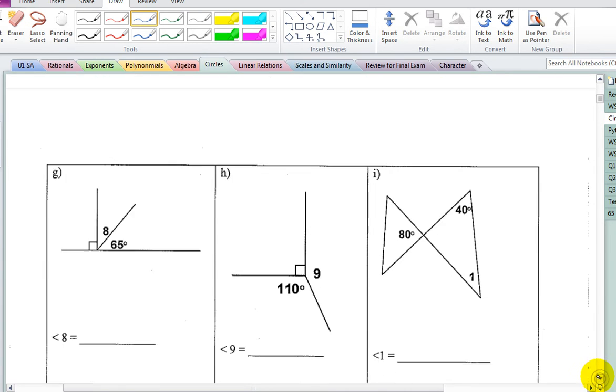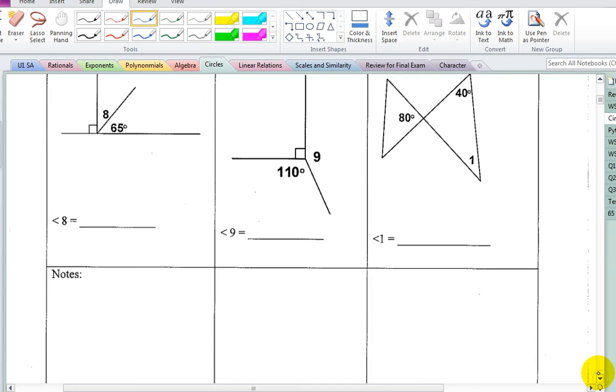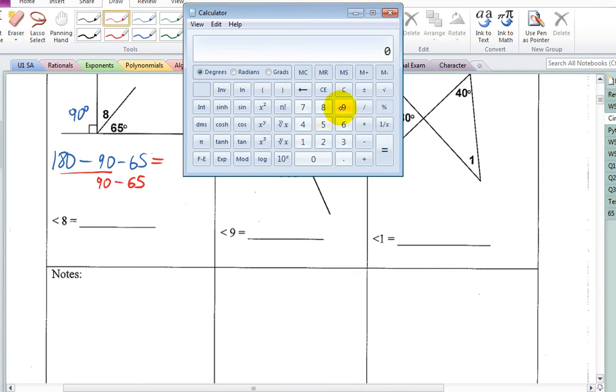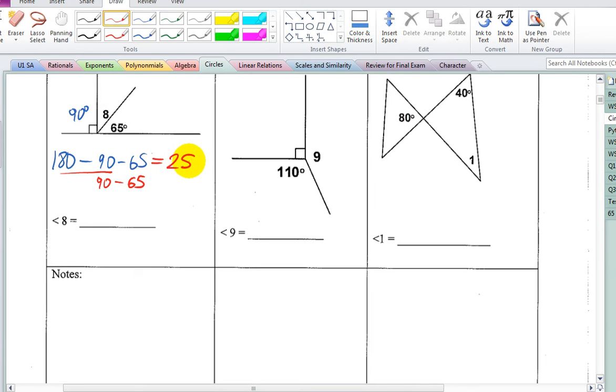Okay, so a couple more points. So this one here, remember this is 90 degrees, so we go 180 minus 90 minus 65. Now I like to write 180 minus 90 first because we know that's 90. And so really in your head you can kind of cheat, but you should know the full answer. Now if I don't know, I go to my calculator. 25. Okay, so it's 25 degrees.